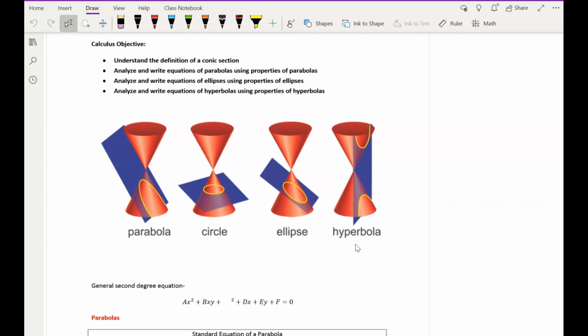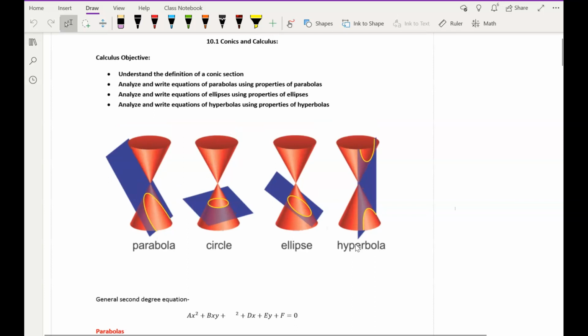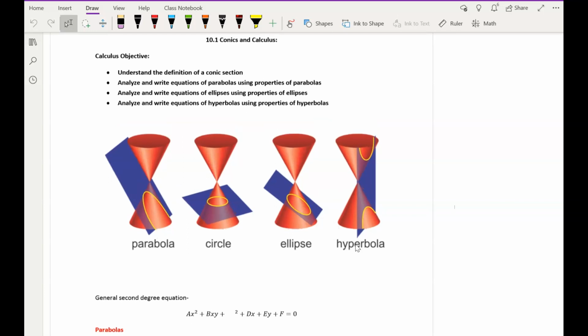Hello, Calc students. Today we're basically just going to be doing a review of previous concepts you've seen in Algebra 2 and dive into the idea of conics, and then eventually we'll get to some ideas of how conics and what we're going to do with them in calculus, but really we're just going to reintroduce conics and basically equations of conics today.